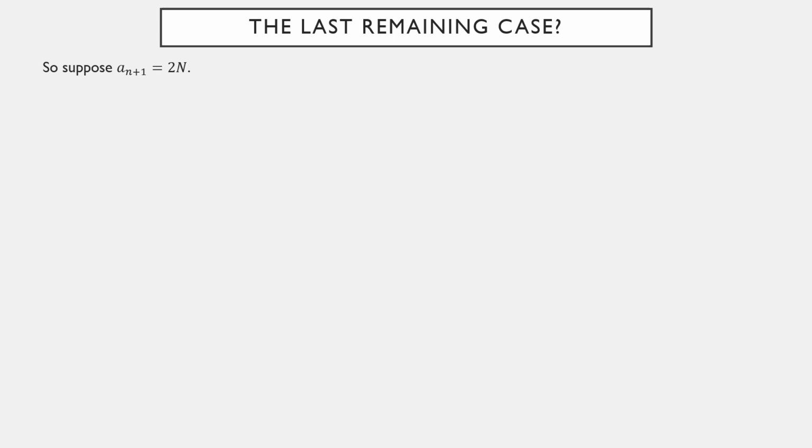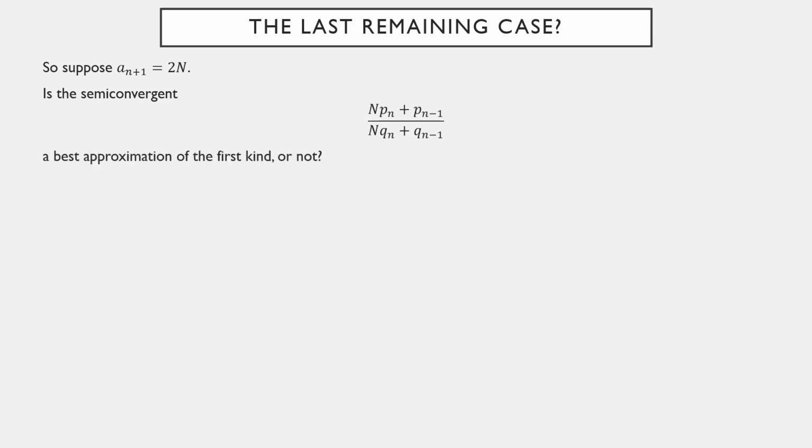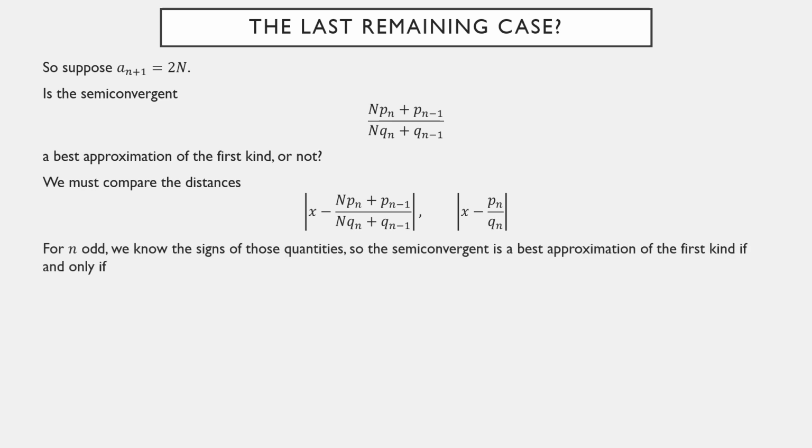Suppose the next partial quotient is even, and we make a semi-convergent by using half of that partial quotient. Is this a best approximation of the first kind or not? What we have to do is compare the distance of that semi-convergent to x versus x to the previous convergent Pn over Qn. Let's go ahead and assume n is odd so that we can start dropping some absolute values. Specifically, if n is odd, this convergent is actually bigger than x, so we're going to reverse that here. However, these semi-convergents were increasing towards x, so x was bigger than this. So we can drop this absolute value for free. Here we just reverse the direction. What we want to check is this distance less than this distance or not?